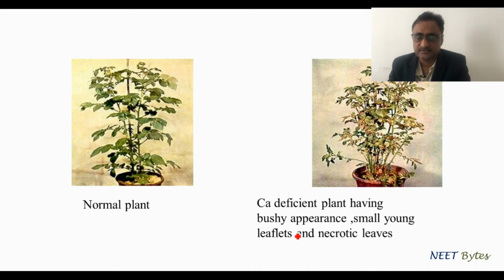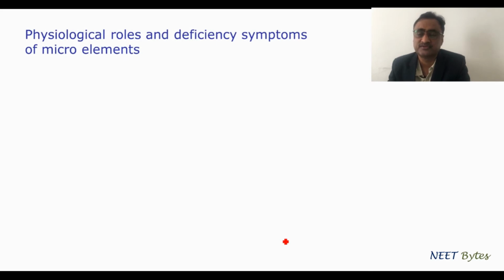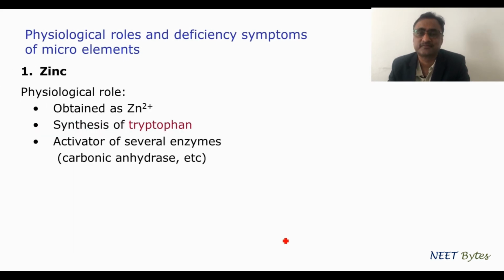So have a look at this. So this is the calcium deficient plant. Okay. So they are characterized by bushy appearance, small young leaflets and necrotic leaves. So this is how we can see the calcium deficient plant, right?